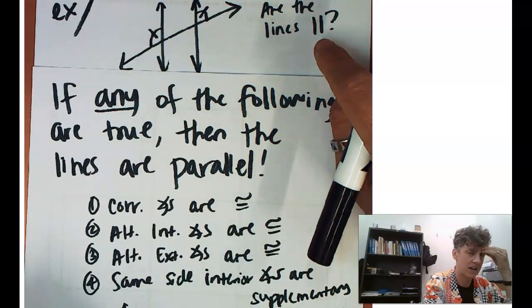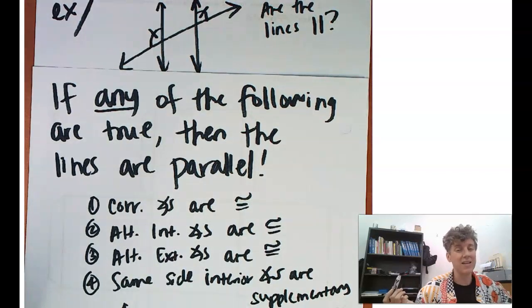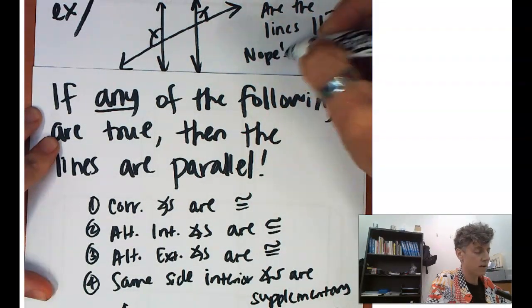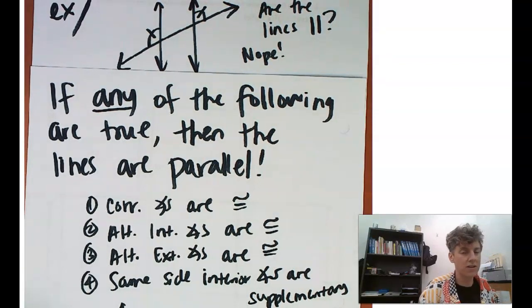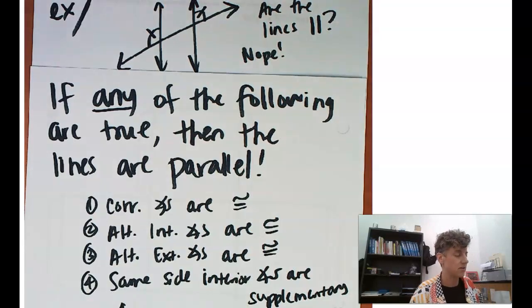Same side exterior angles. Is that any of our choices? We've got same side interior, we have alternate exterior. Same side exterior angles doesn't do us any good. Nope. None of our 4 criteria are true. So these are not parallel lines.